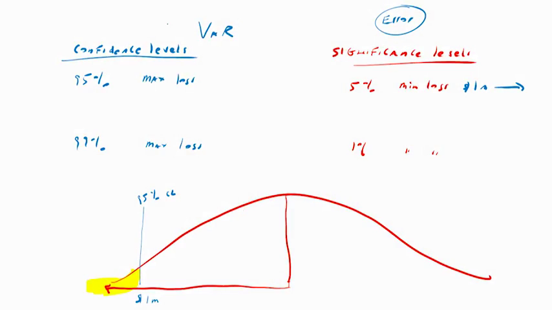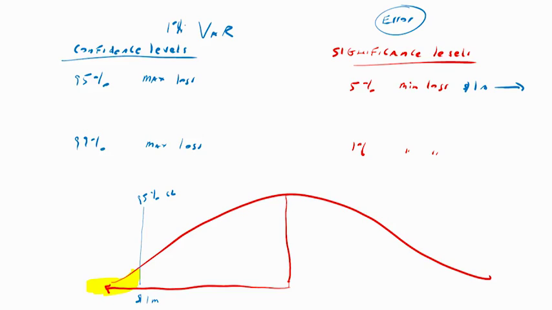So if we're talking about VAR as a maximum loss, you're referring to the confidence level. If you're talking about VAR as the significance level, you're talking about the minimum loss. And in the exam and in the questions, you can often find that they'll give you, for example, the 1% VAR. Obviously, they're talking about the significance level there, but they could easily have called that a 99% VAR as well.